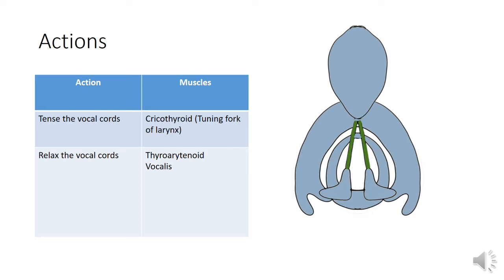The thyroarytenoid and vocalis run from thyroid cartilage to the vocal process. The thyroarytenoid and vocalis pull the thyroid cartilage backwards, thereby relaxing the vocal cord. They shorten the vocal cord, thereby causing a relaxation of the vocal cord. Thyroarytenoid and vocalis pull the thyroid cartilage backwards, causing shortening of the vocal cord, producing a relaxation of the vocal cord. So, tension of the vocal cord is brought about by cricothyroid. Relaxation of the vocal cord is brought about by thyroarytenoid and vocalis.